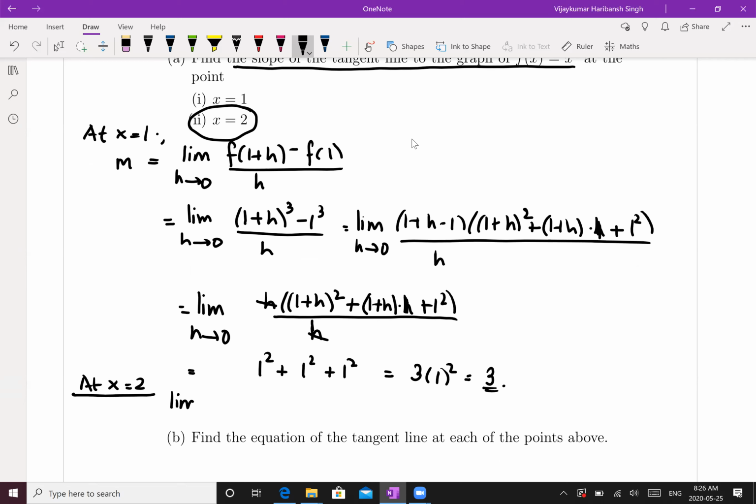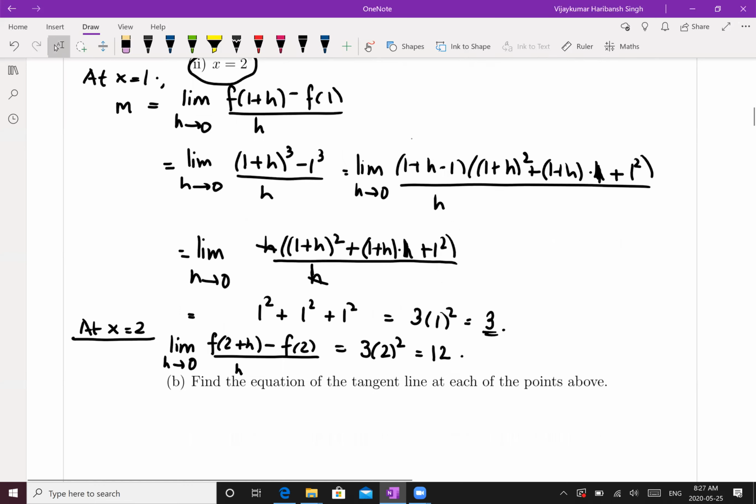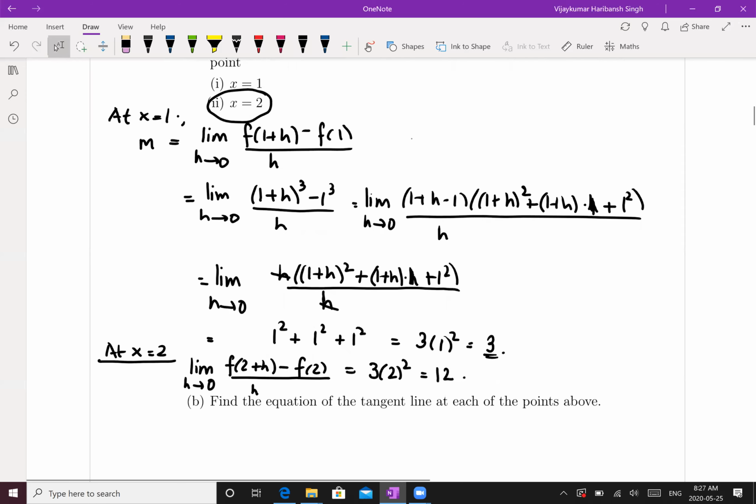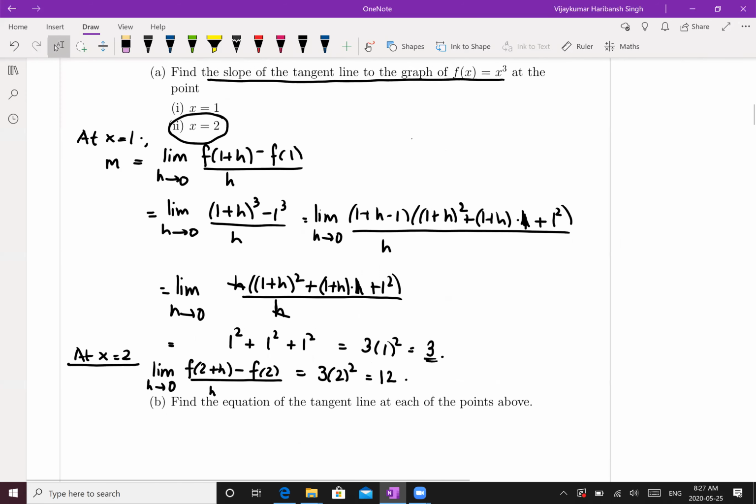Limit as h goes to 0, sorry, h goes to 0, of f(2 + h) minus f(2) over h. Of course, provided that this limit exists, and you will see the limit does exist, and you will get this limit to be 3 times 2 squared, which is 12. Okay. So now, what is the equation of the tangent line at those points?